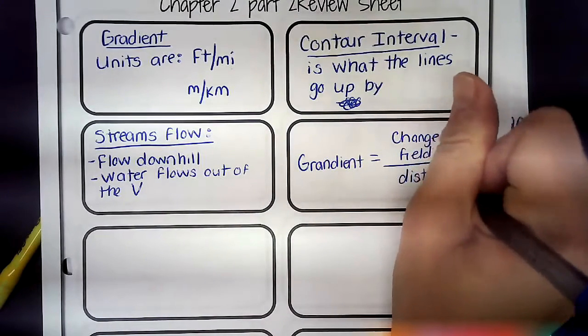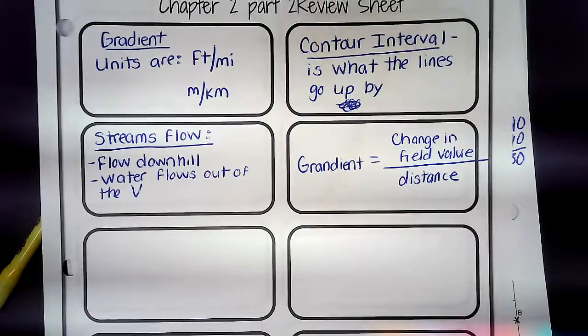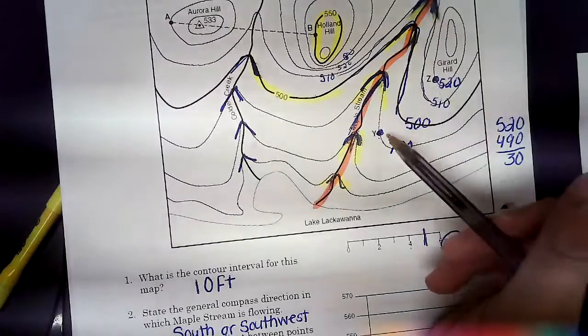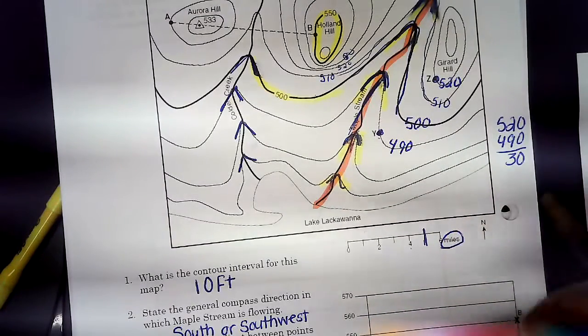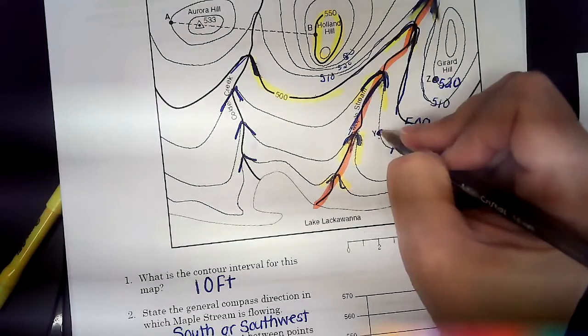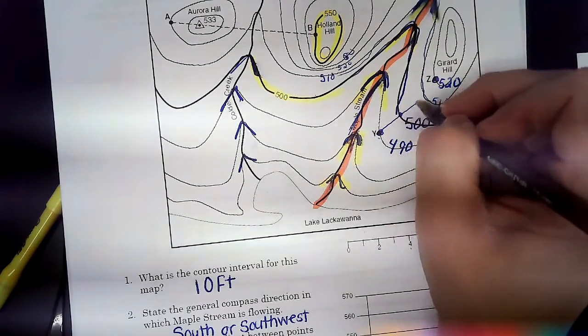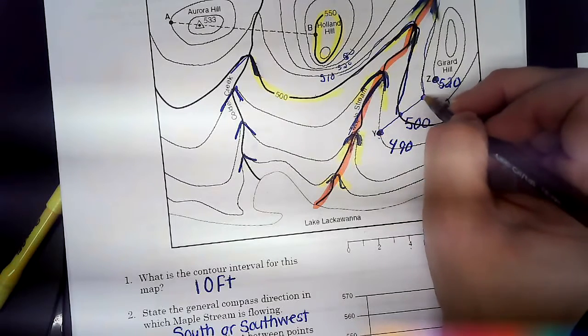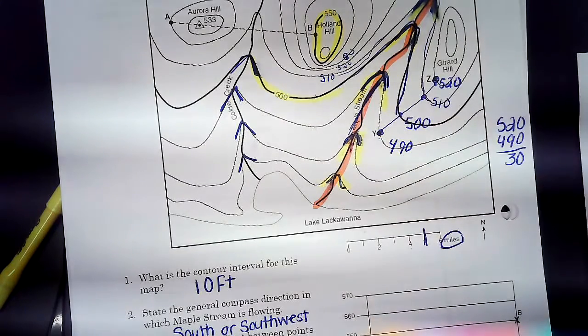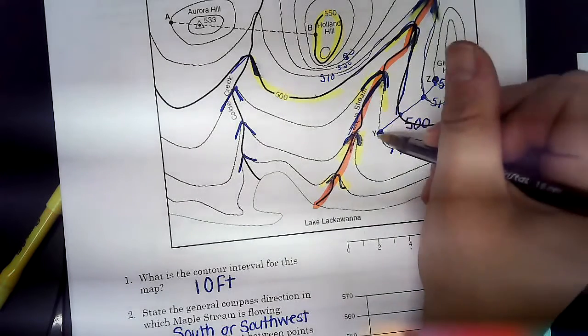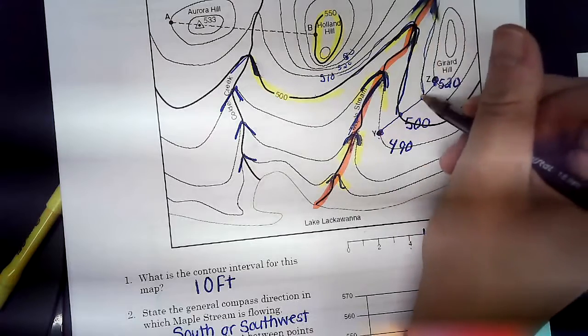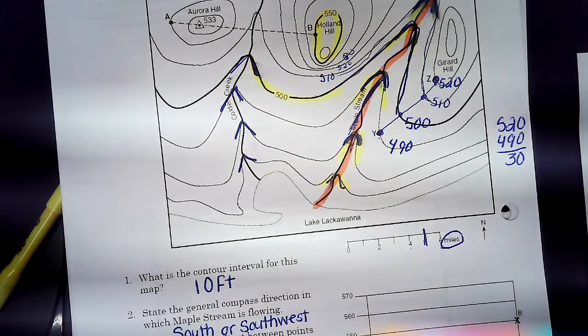I can also show you another quick trick. If you know these lines go up by 10, that means if you're here, no matter what this number is, you go 10 to get to this line, 20 to get to this line, so you just keep counting by 10s, and 30 to get to that line. So as long as you know what the lines are counting by, you don't actually have to subtract. You can just go, okay, here's 0, 10, 20, 30 feet. You don't have to subtract, you can just count.